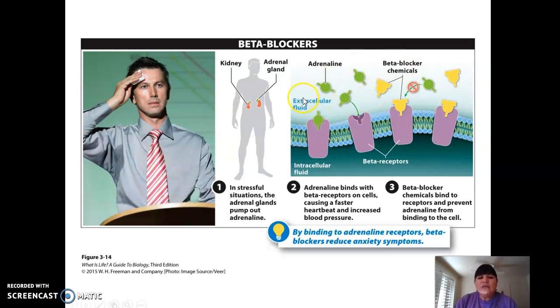So these hormones that float in the blood will get to their target organs made out of cells, then the hormone will bind with the protein and trigger change in the cell. So if you take a beta blocker, this medication binds with the receptor proteins and blocks the adrenaline from causing that effect. For people with anxiety, this can calm them down, okay? It says by binding to adrenaline receptors, beta blockers reduce anxiety symptoms. Some people really need this, depending on what's going on with their life at that point in time.